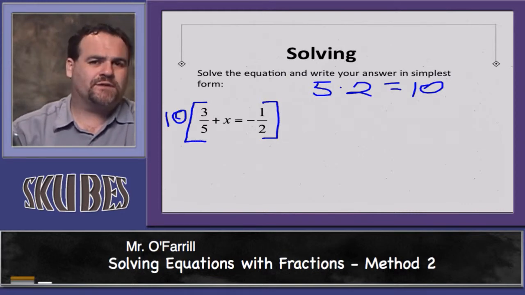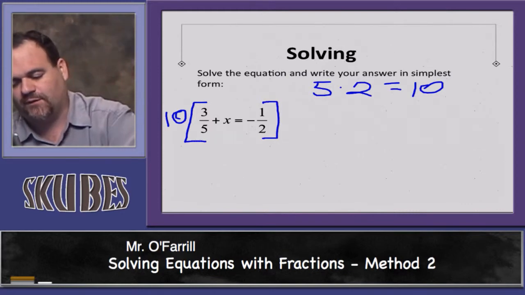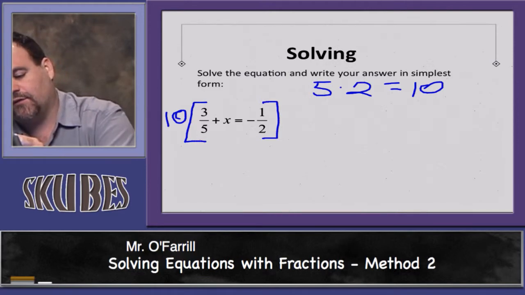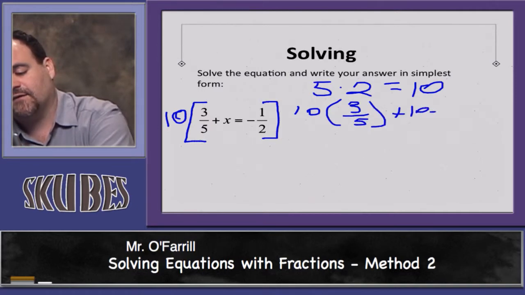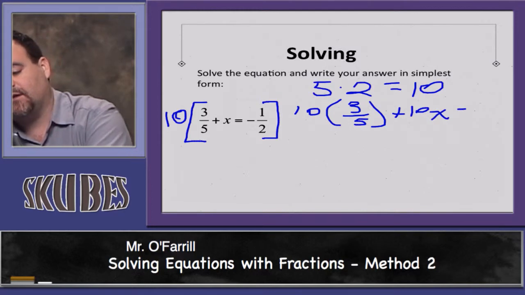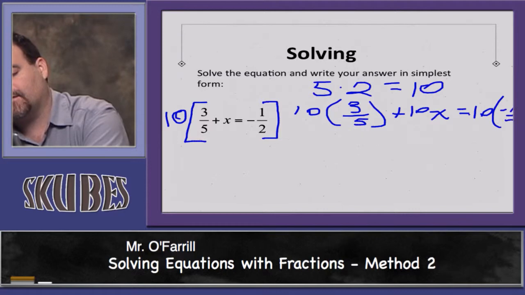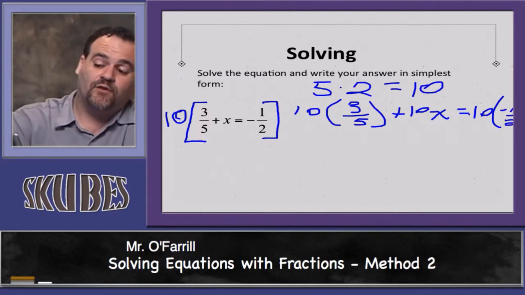And you know, I said I wasn't going to write it out, but I think it'll be helpful for you if I went ahead and wrote that again. We're going to do 10 times 3/5 plus 10 times x equals 10, nice space there, times negative 1/2.